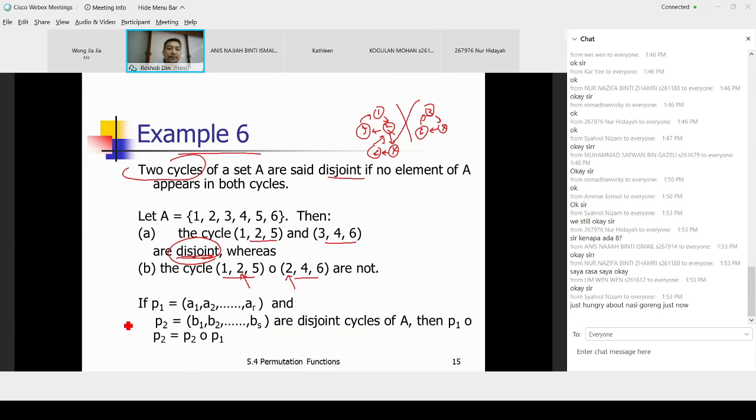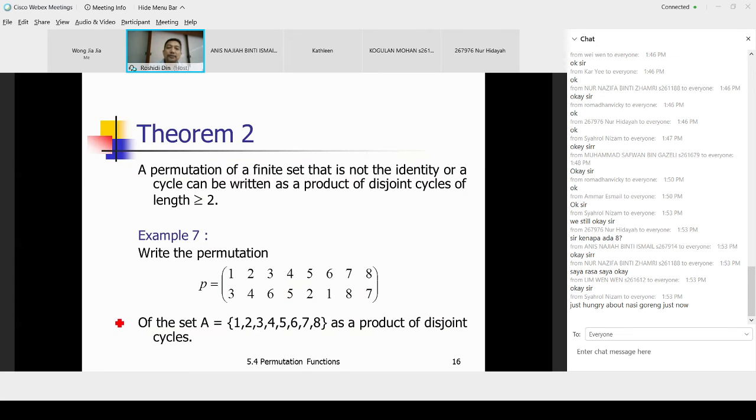Okay, that's about disjoint and joint. Theorem 2 talks about the product of disjoint cycles. What is the product of disjoint? Product in maths means we times or multiply.